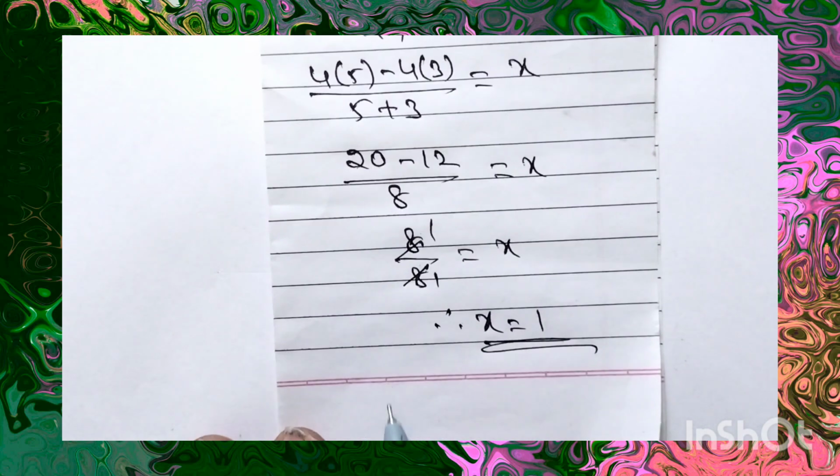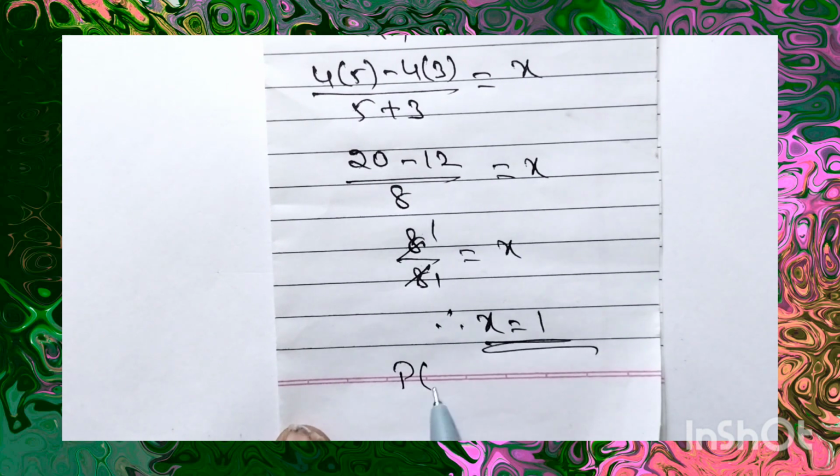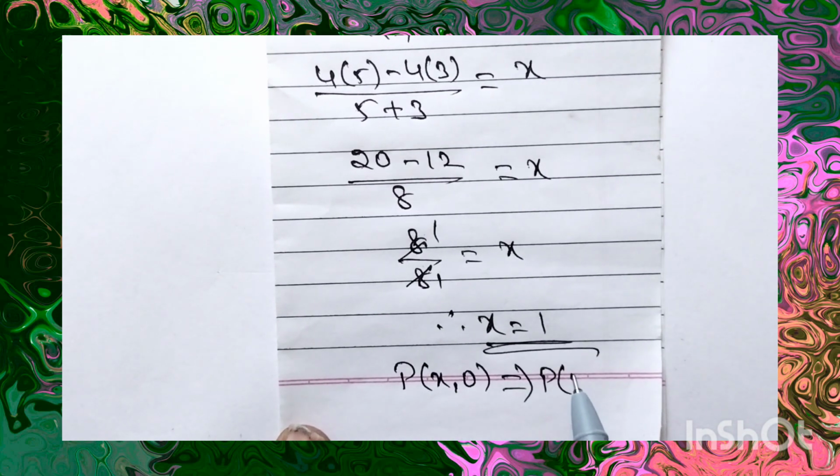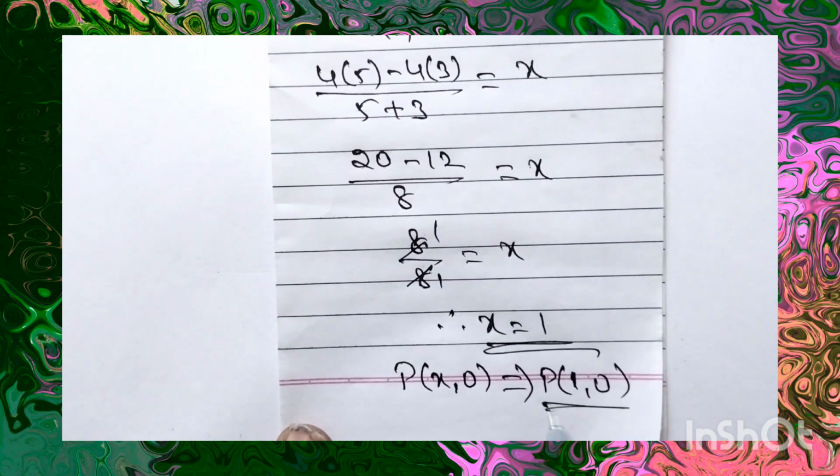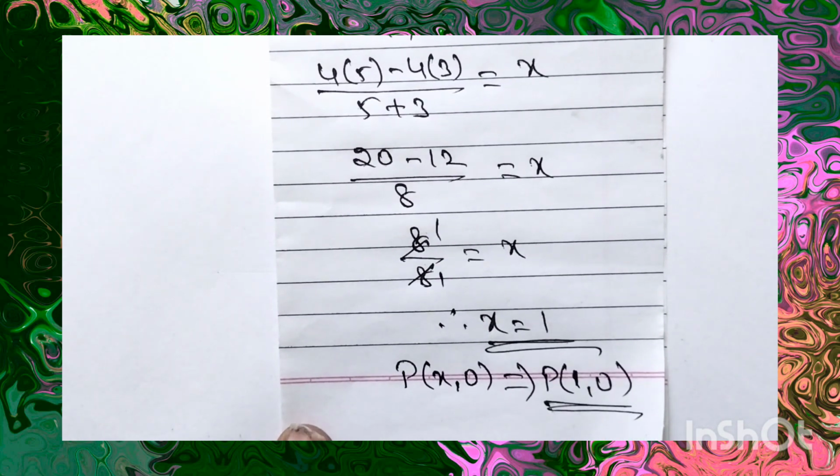So then what is the coordinates of point P? P is x comma 0, that is equal to 1 comma 0. Therefore the coordinates of the point P is 1 comma 0. Like this we have to find out, first, in what ratio it will be divided, and second, what is the ratio of the point that divides the line segment. So we have to solve two things here.